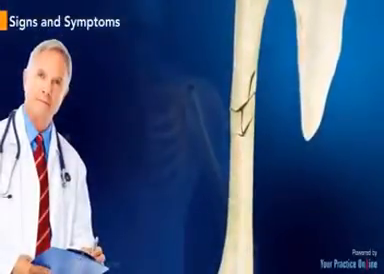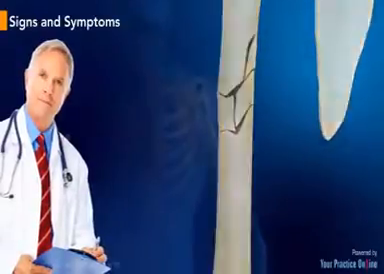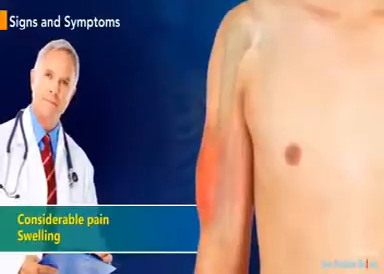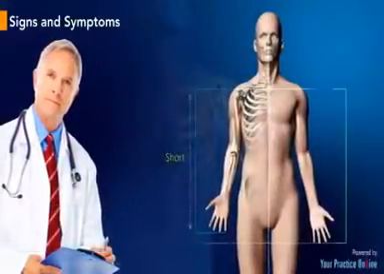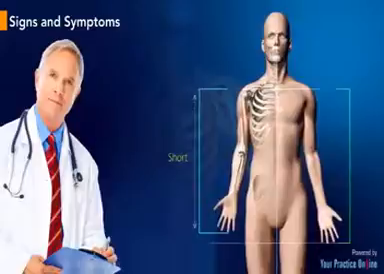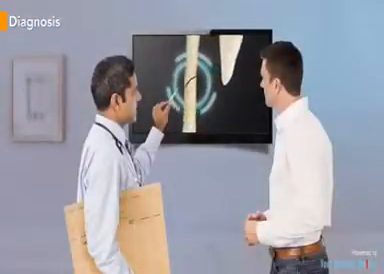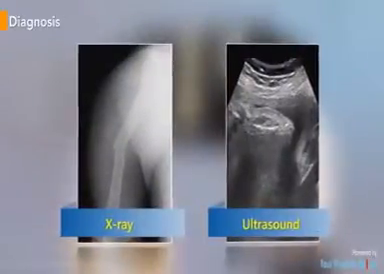Signs and symptoms. Patients usually present with considerable pain and swelling following a mid-humeral fracture. Shortening of the arm is apparent with significant displacement of the bones. Diagnosis. Mid-humeral fractures can be diagnosed through X-ray imaging and ultrasound.